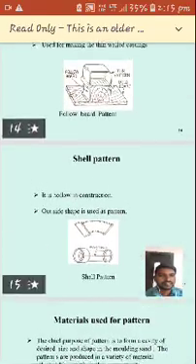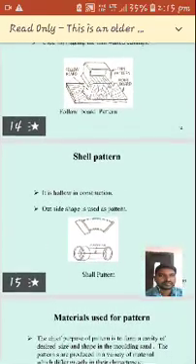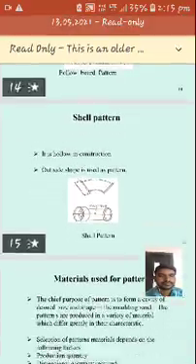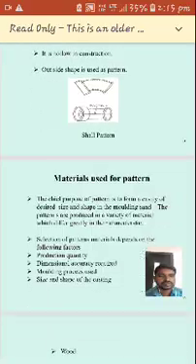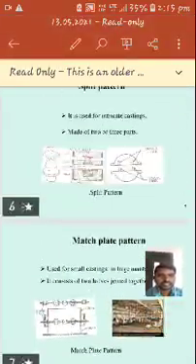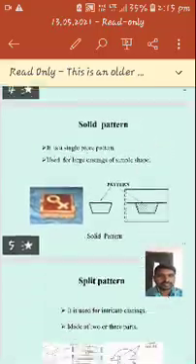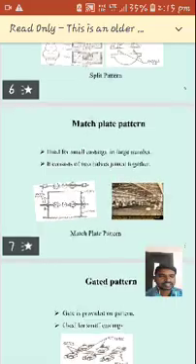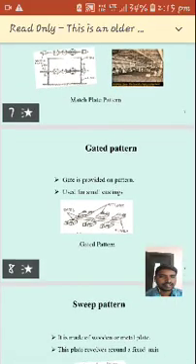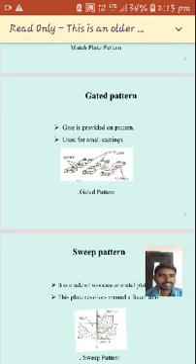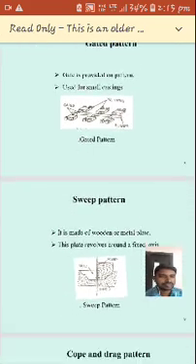So these are the various types of patterns. We'll see what patterns there are. Once again, solid pattern, split pattern, and match plate pattern are used for casting in large numbers. Gated pattern: the gate is provided directly on the pattern, so there is no need to cut the gate again and again. It is used for small castings.